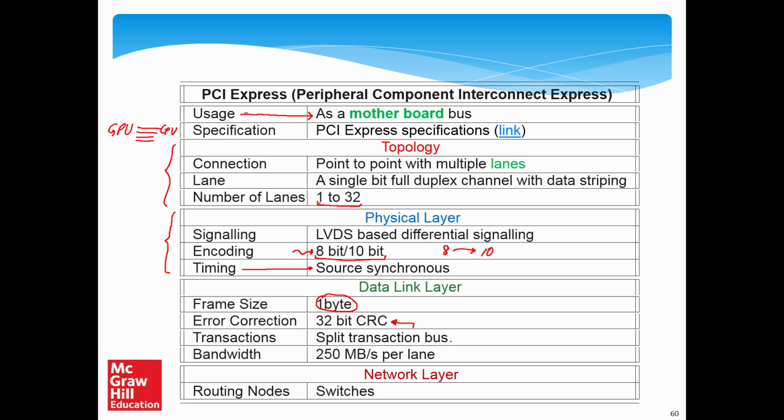The PCI Express bus can sustain split transactions. This is a requirement of almost all high performance buses that deal with modern devices, that we don't want to lock up the bus for one single transaction. And the bandwidth that we can support is 250 megabytes per second per lane. It's not super fast, but it's not super slow either.